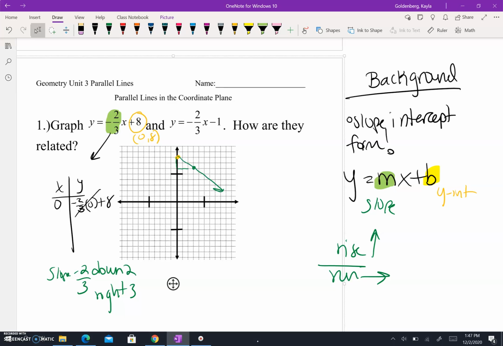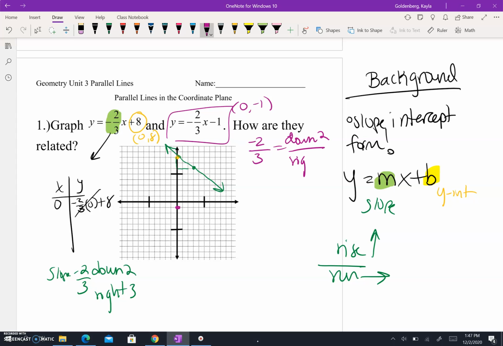So I can connect those 2 points here. I'm going to do the same thing for my second line. The y-intercept is at negative 1. I'm going to make a note of my point. And then my slope of negative 2/3, that's the same thing as down 2, right 3. So down 2, right 1, 2, 3. And I'm going to connect those.